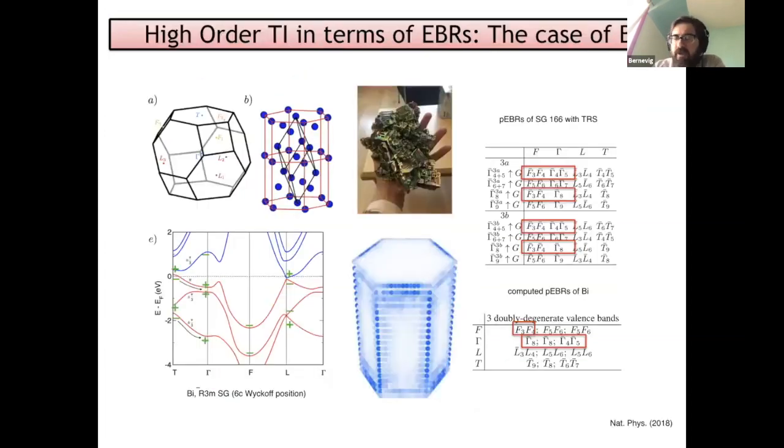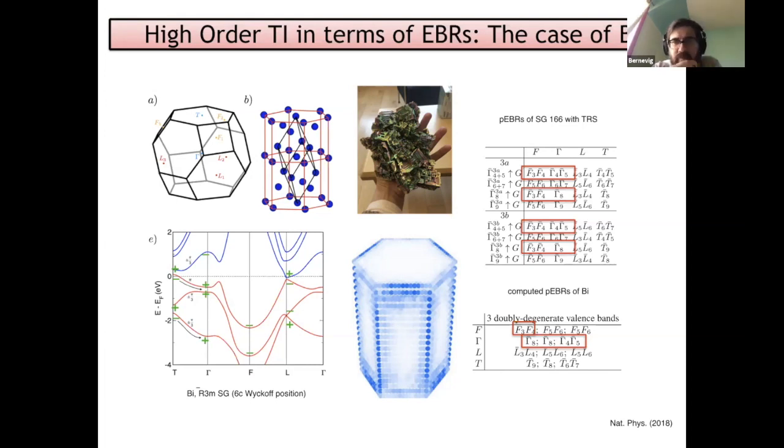So you can say, okay, well, you have this program. What's the first interesting thing that you have out of this program? Well, the first interesting thing that we got was bismuth, which, even though we didn't present it this way, was obtained in this way. And bismuth is basically a high order TI. So up until bismuth, it wasn't known that you can have a gapped bulk, gapped surface states, but a gapless hinge mode. And bismuth is really the first material, even though it was thought to be trivial for a long time, it has Fu-Kane index equal to 0.